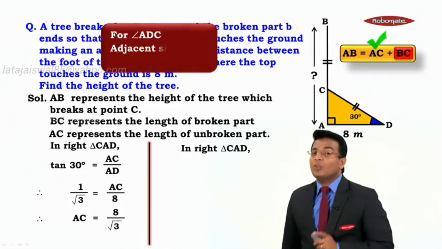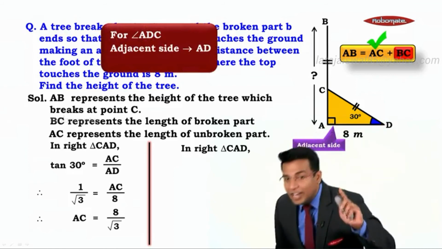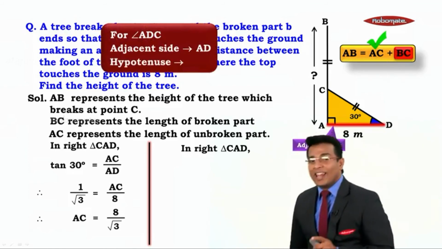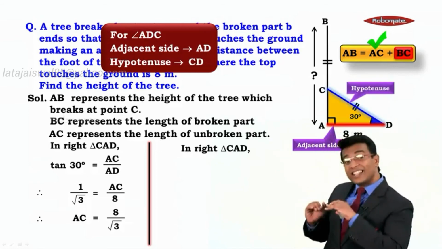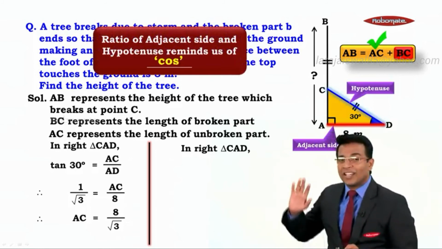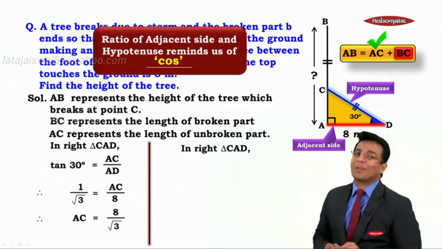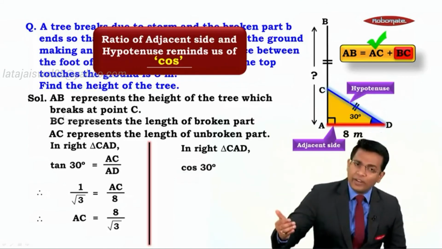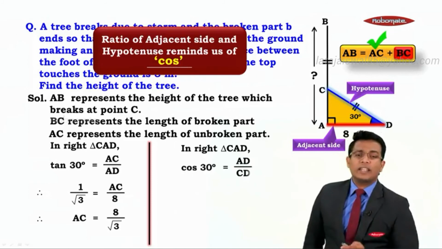Yes, we know that the adjacent side AD is given to us. And we need to find CD, and that CD is a hypotenuse. So we are talking about the adjacent side and hypotenuse. That means the ratio which you are going to take is cos, right? Adjacent side upon hypotenuse. So let's do that further. So we write cos of 30 is equal to AD upon CD.